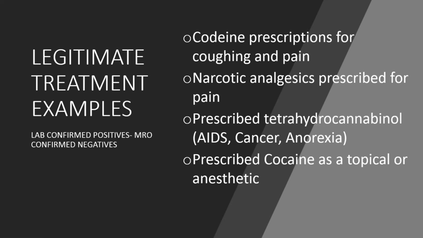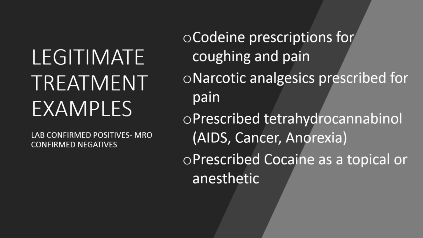Legitimate treatment examples. These are lab-confirmed positives, MRO-confirmed negatives. We have questions often when laboratory summaries come out and they do not match. They will have a positive on a laboratory summary. However, the client will see a positive on the summary, but they will say, well, we did not receive any positives. Well, that's because they were overturned as a confirmed negative because there was a legitimate prescription.